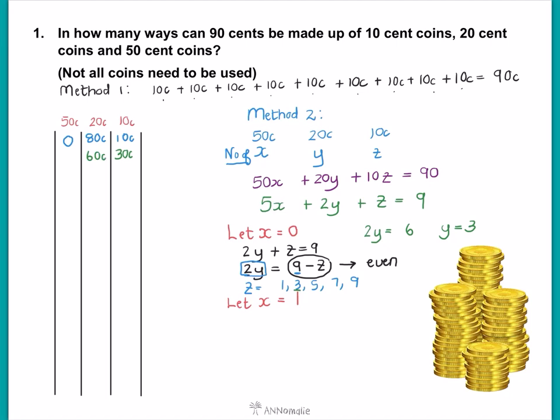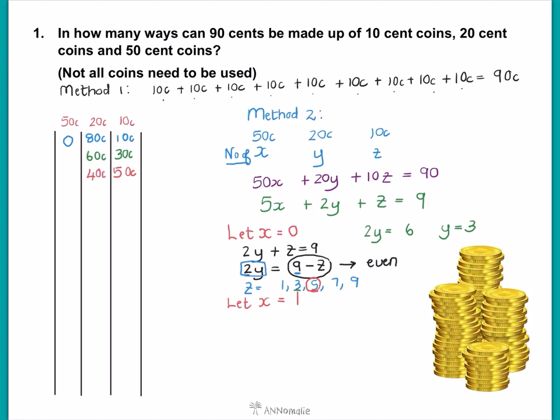And similarly, if we make z 5, 9 minus 5 is 4, so y is equal to 2. Sorry, that's a 5, so that will be 5 10-cent coins, which is 50 cents, and then there are 2 20-cent coins, which is then 40 cents.